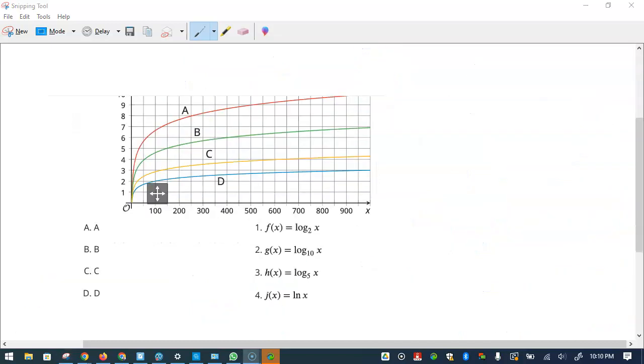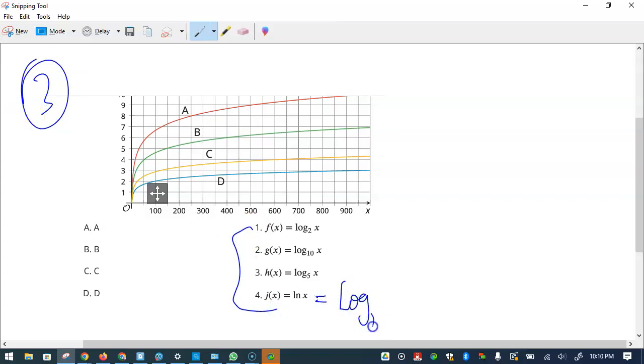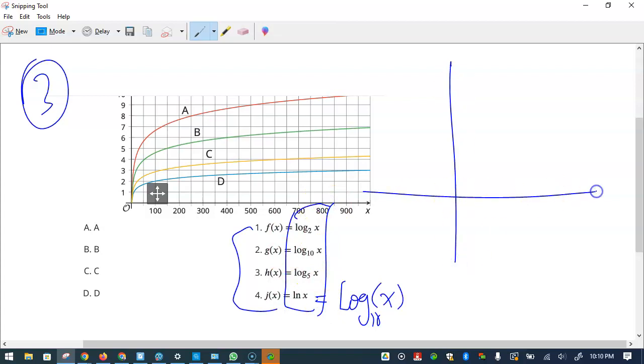Okay, let's go to the next. I want you to focus on question number 3. Look at the right side first. Now, what is this? ln means it is logarithm to the base e. So now you're given 4 logs here. Just remember, ln is logarithm to the base e, which is 2.7182. That's what it means.